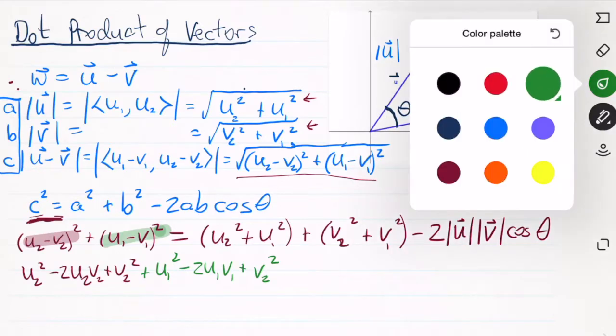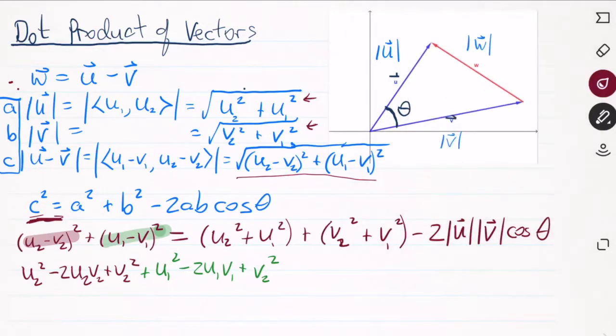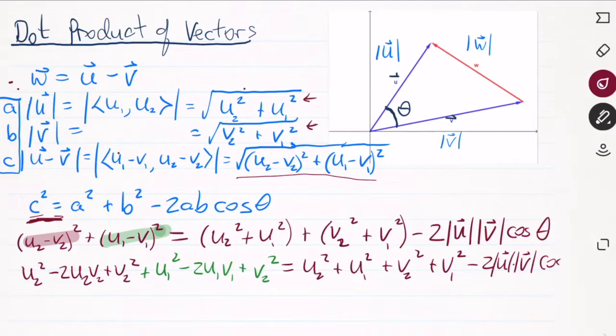All right, and then the rest of it is going to kind of stay the same. On the other side, we have u2 squared plus u1 squared plus v2 squared. I don't know why I put it in the opposite order. It really doesn't matter. Minus 2 magnitude of u, magnitude of v, multiplied together, of course, times cosine of the angle that separates the two vectors.